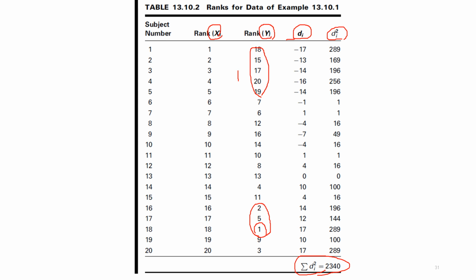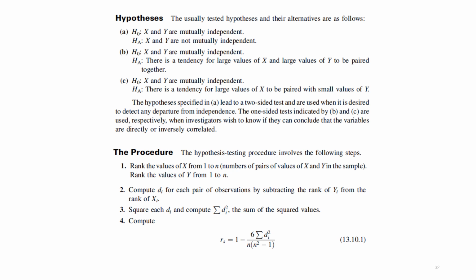22,340 is our statistic here. The null hypothesis is that X and Y are mutually independent, and the alternative hypothesis is that they are not mutually independent. So we can develop three different hypotheses here. Okay, and what is the procedure? The hypothesis testing procedure involves the following steps. We have already seen the procedure.